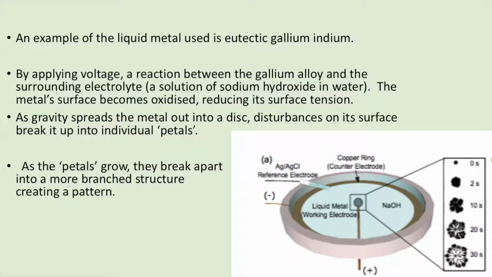An example of the liquid metal used is eutectic gallium-indium, which is a mix of metals that is liquid at room temperature and offers a low toxicity alternative to mercury.